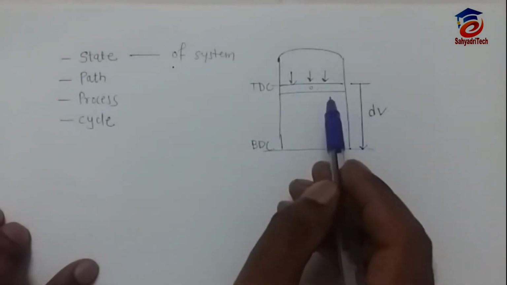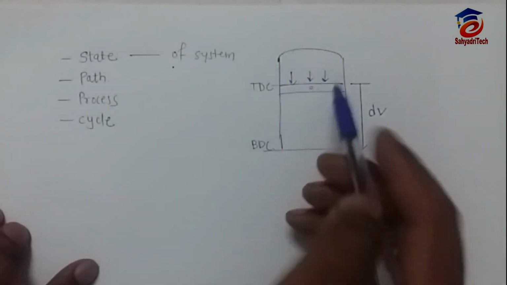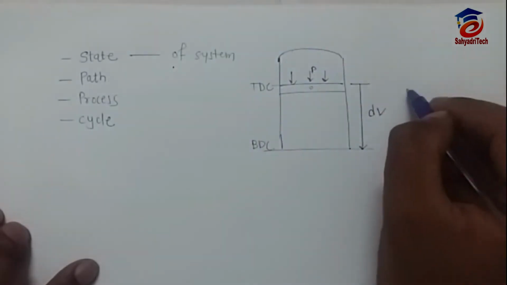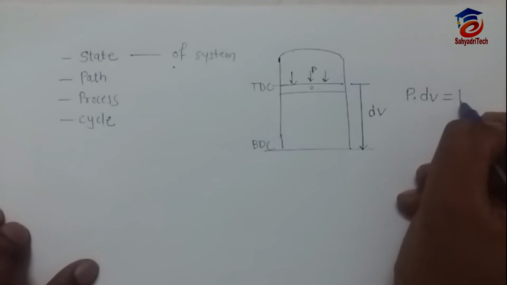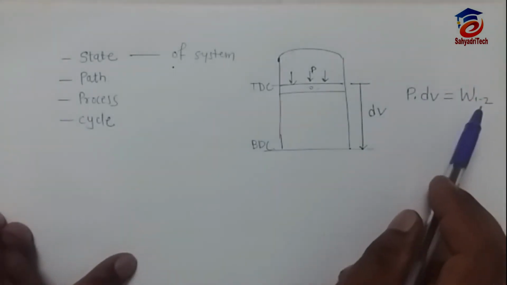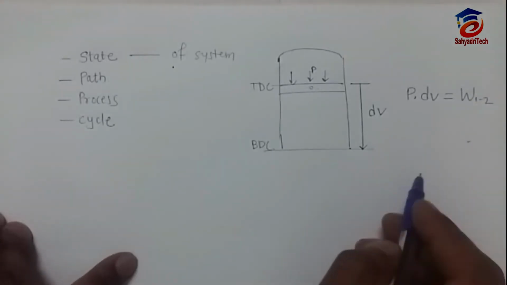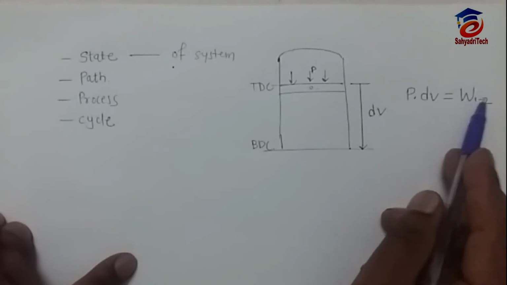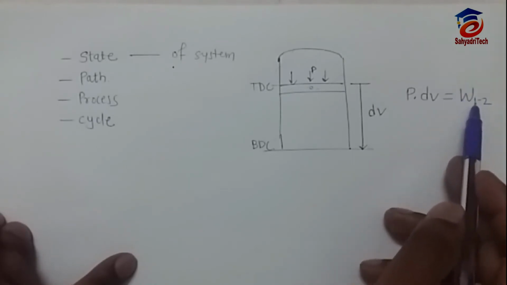And to do so, these combustible gases will push this piston down with pressure P. So this P into delta V is equal to work done. Now why have I written this 1-2 for work done? I have written 1-2 because I got this work done during process 1-2.